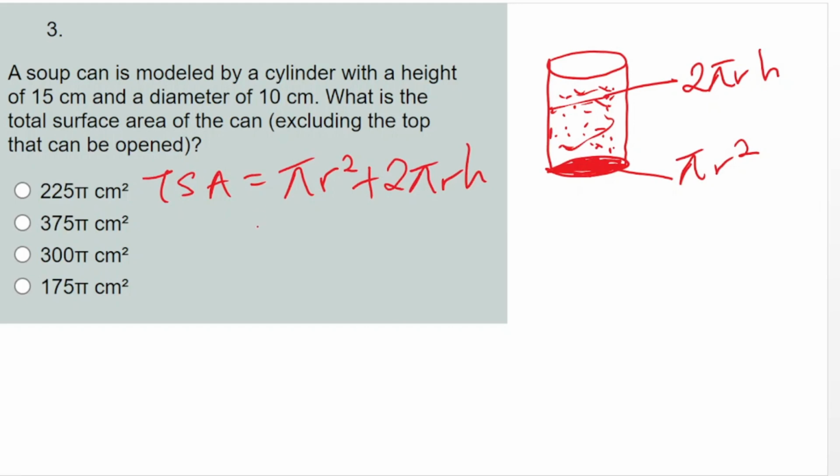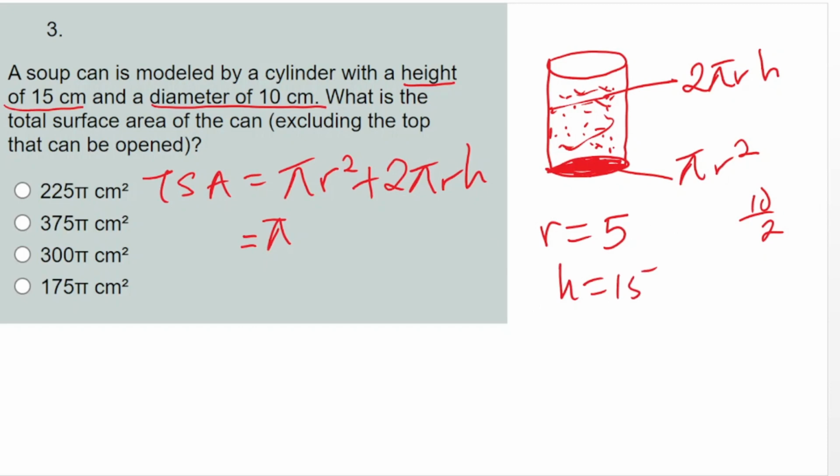So in this case, we're going to have pi. But before that, what is the radius? The diameter is given to be 10. So therefore, the radius will be 10 divided by 2, which gives us 5. Then the height of the cylinder is 15, h is equal to 15.